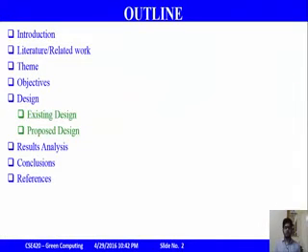I would like to give you an outline of our presentation. We will start with the introduction, and then we will move on to the literature and related work in this area. Then we will go to the theme, defining the objectives and the design, which will contain the existing design and the proposed design of the paper, and then the result analysis of the paper and the conclusions, and finally we will mention the references.